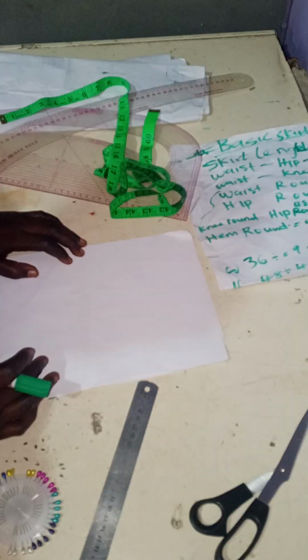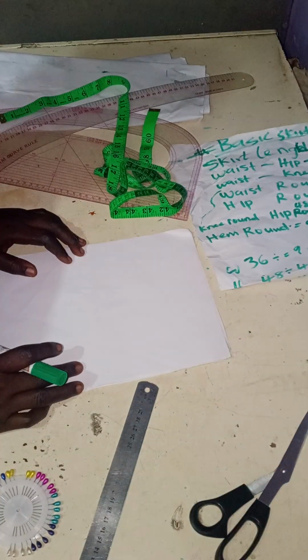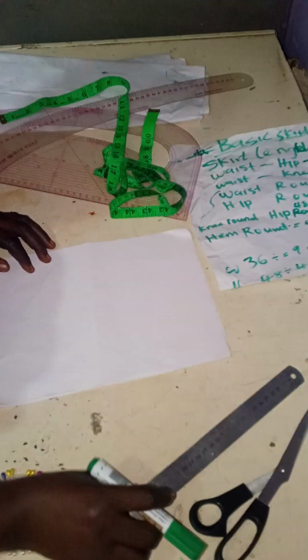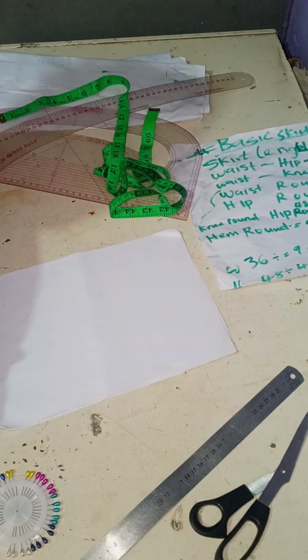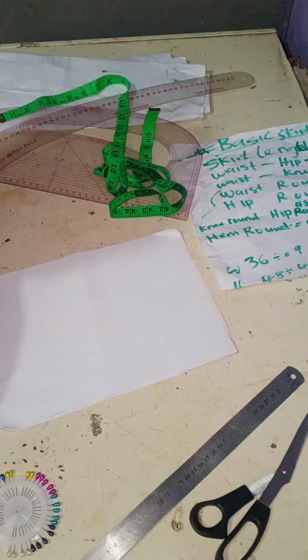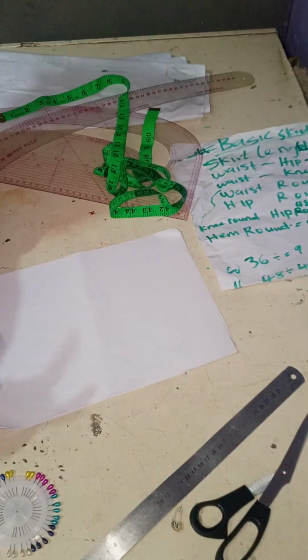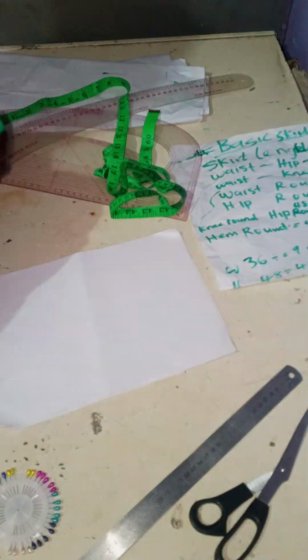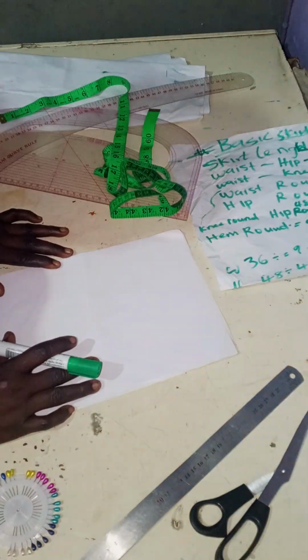In this tutorial, we'll be learning a skirt dart. A dart is a kind of sewing that gives fitting to our dress or to skirts. So before we get started, I'll be showing the things we need.